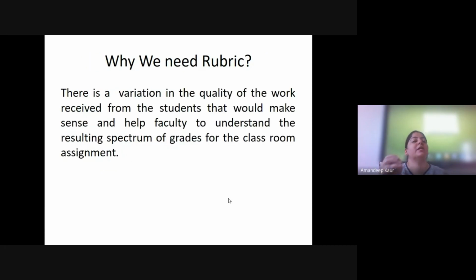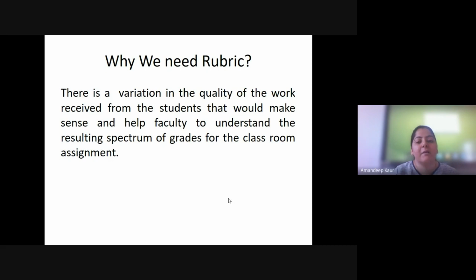Now the question arises: why is Google Classroom giving the facility of a rubric? Why not any other evaluation tool? We have quiz forms also. Why have they provided us the facility of a rubric in Google Classroom? There must be a reason why these kinds of platforms are giving these kinds of assessment tools.